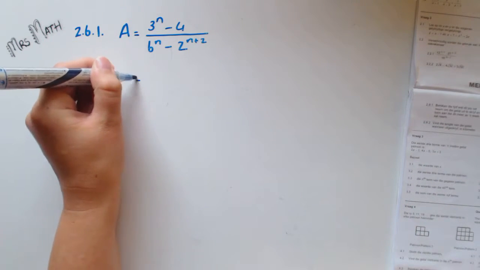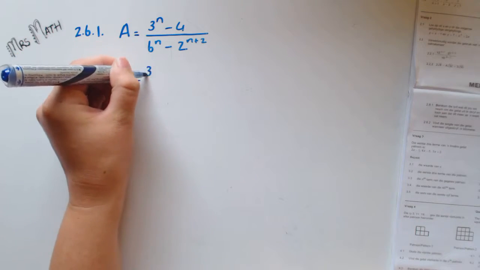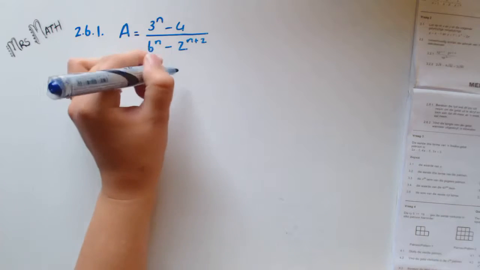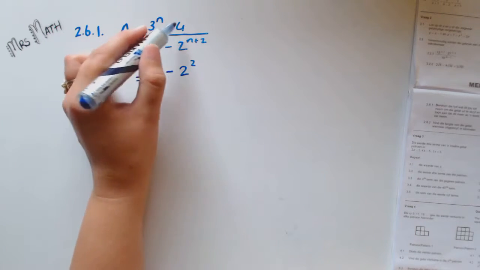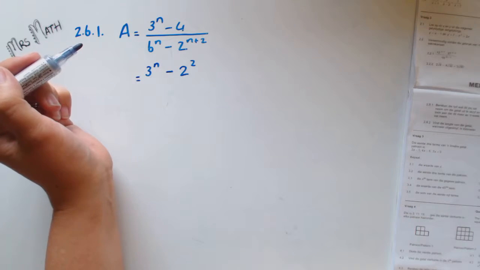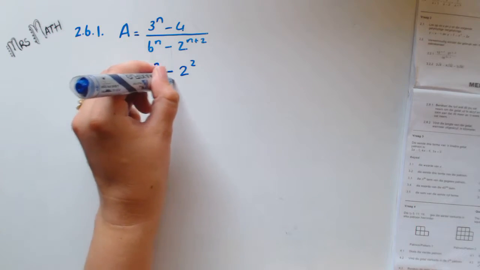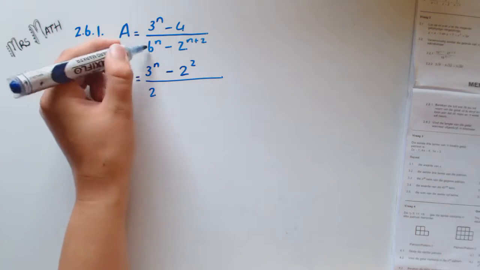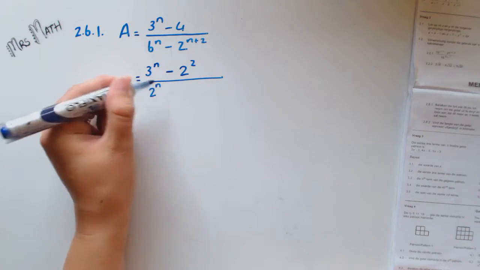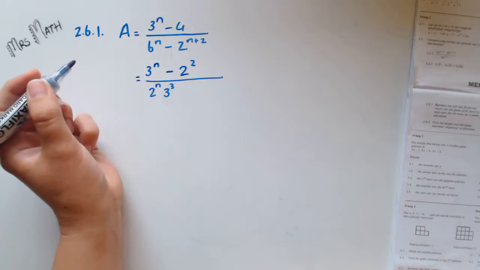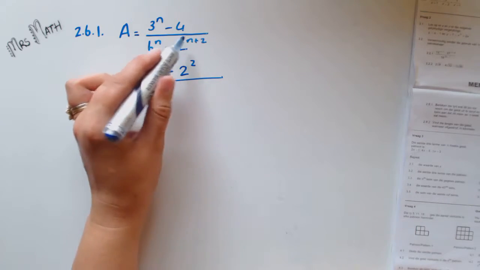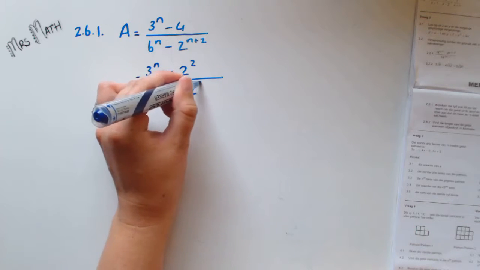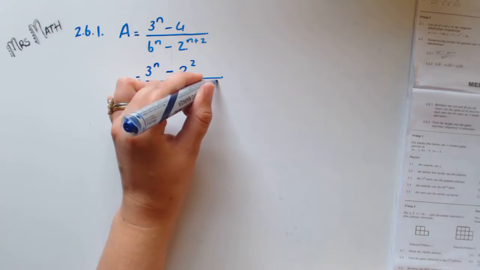Now with exponentials, 90% of the time, the best thing to start with, if you don't know what to do, is make all of your base numbers prime factor form. So 6 is 2 times 3, so I'm going to split this 6 to the power of n into 2 to the power of n and 3 to the power of n. And then this one, 2 to the power of n plus 2, I'm going to split also into 2 to the power of n times 2 to the power of 2.